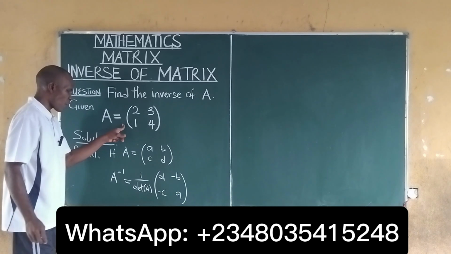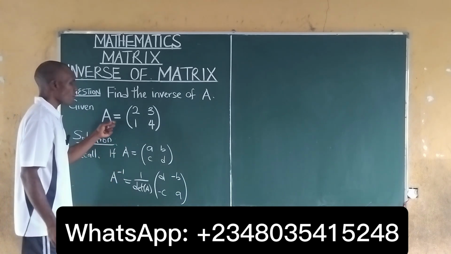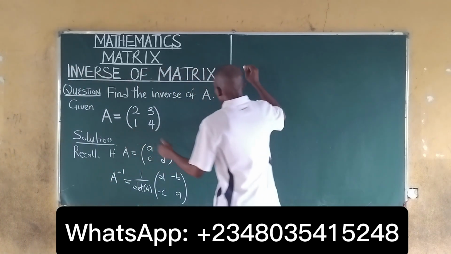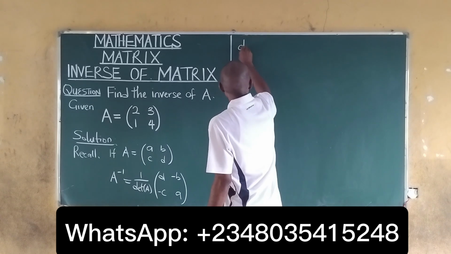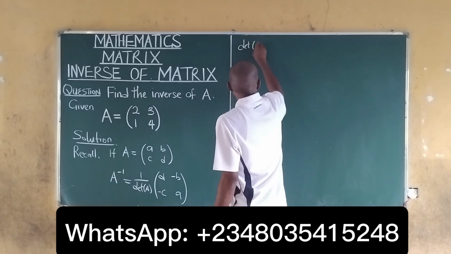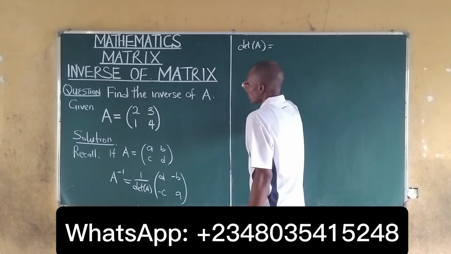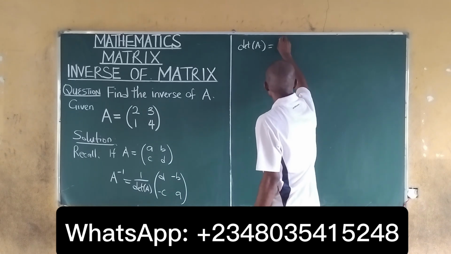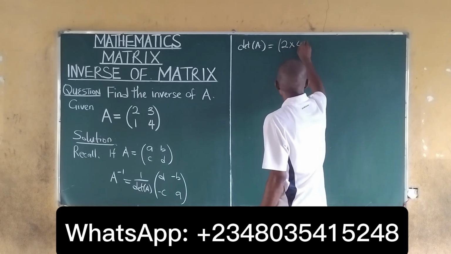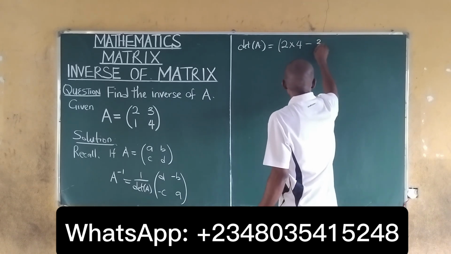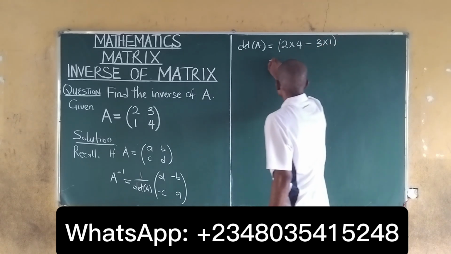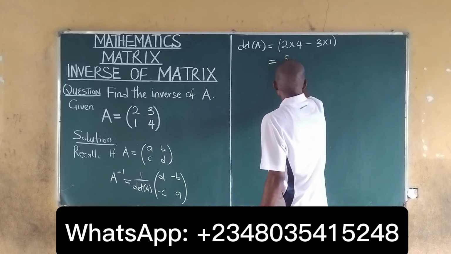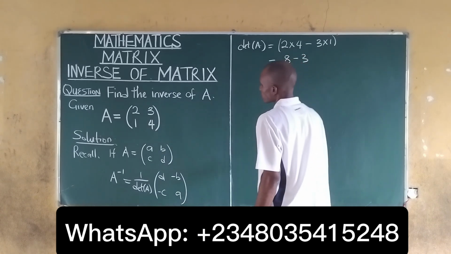So the next thing to do here, we'll first find the determinant of the given matrix A. So the determinant of the given matrix A is equal to 2 multiplied by 4 minus 3 multiplied by 1, which is equal to 8 minus 3, which is equal to 5.